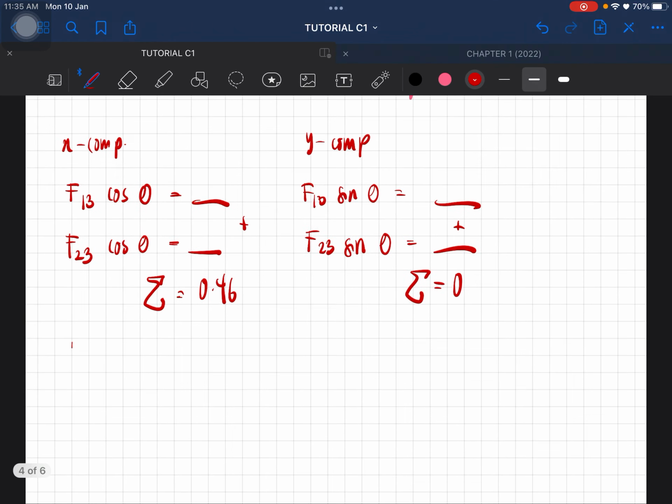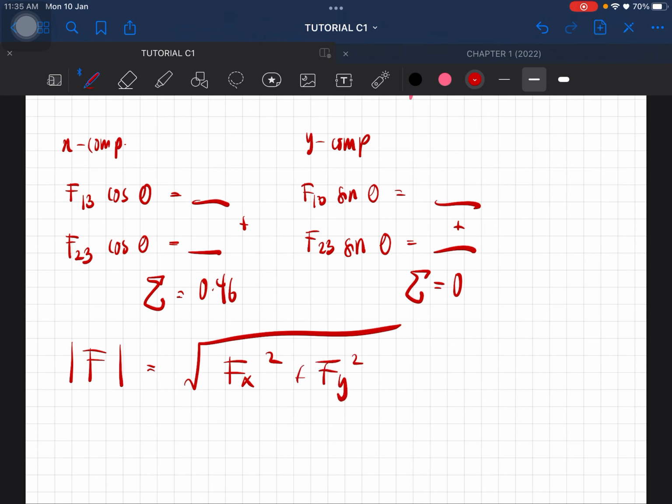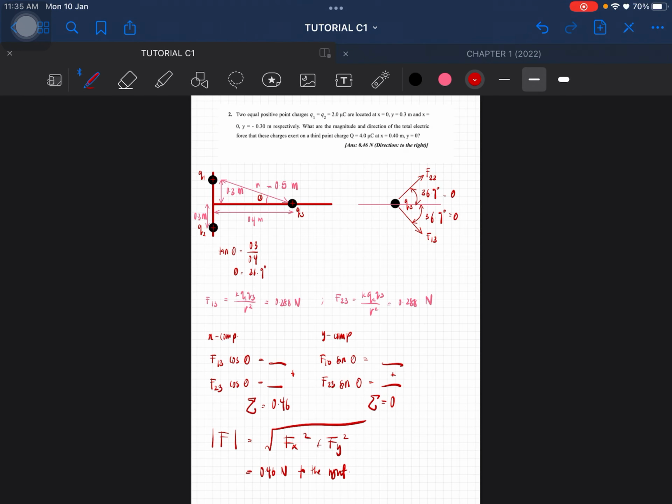Okay, so the magnitude of the force is the square root of Fx squared plus Fy squared. So you should get the value 0.46 Newton with the direction to the right. Okay, so the direction is to the right. Yeah, so that is your solution for question number 2.